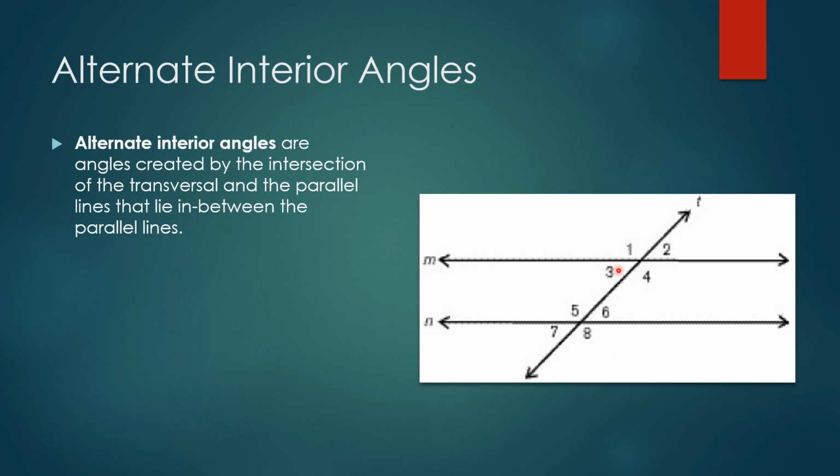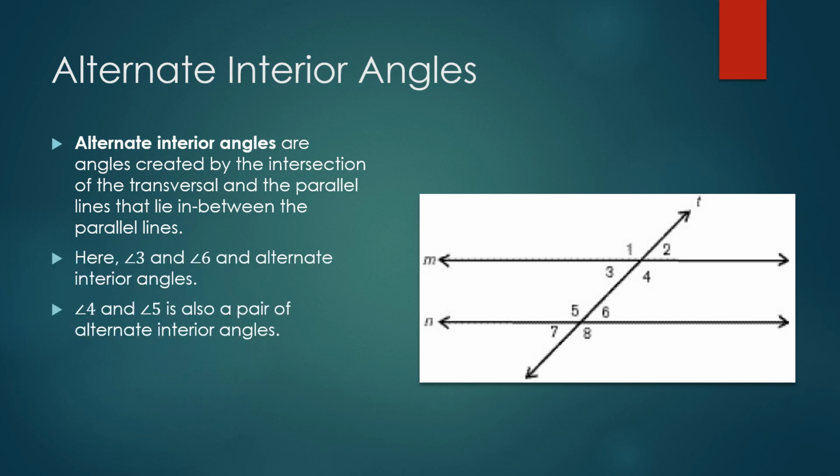So what I'm referring to are the angles 3, 4, and 5, 6. Please note that alternate means opposite side. Interior means between the lines. In other words, between the parallel lines. So in this diagram, angles 3 and 6 are considered alternate interior angles, namely 3 and 6. Also, 4 and 5 are also considered alternate interior angles.